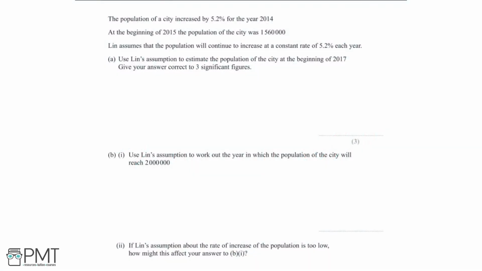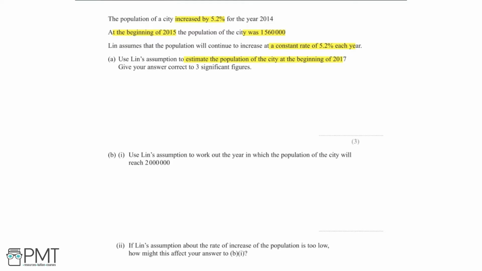In this question, we're told that the population of a city increased by 5.2% for the year 2014. At the beginning of 2015, the population of the city was 1,560,000. Now Lynn assumes that the population will continue to increase at a constant rate of 5.2% each year. In part A, we need to use Lynn's assumption to estimate the population of the city at the beginning of 2017, giving our answer correct to 3 significant figures.